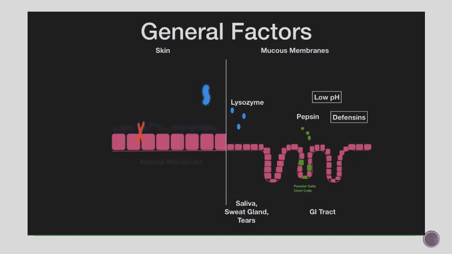Alright, so what else do we have? You know the normal microbiota you have in your body? They actually protect you by making a hard environment for foreign bacteria to grow in, by taking up space and food, for example. So that's mainly the general factors I wanted to talk about.